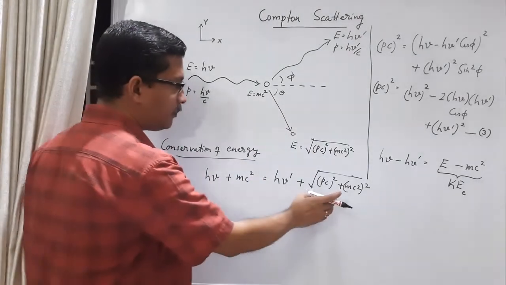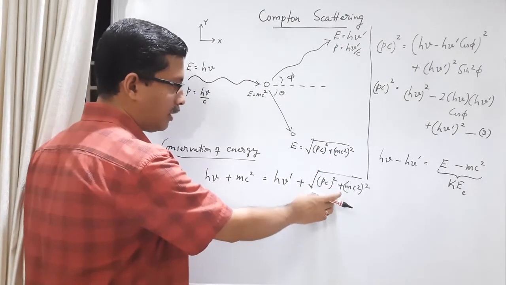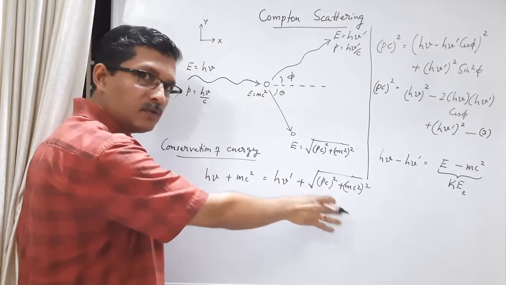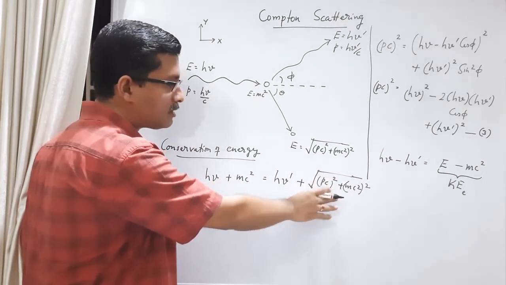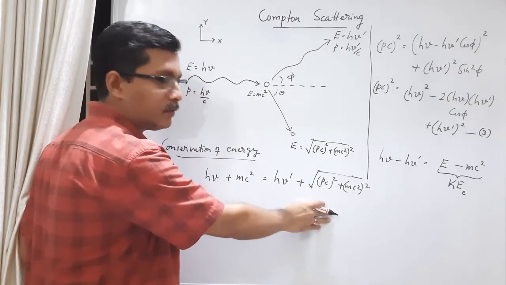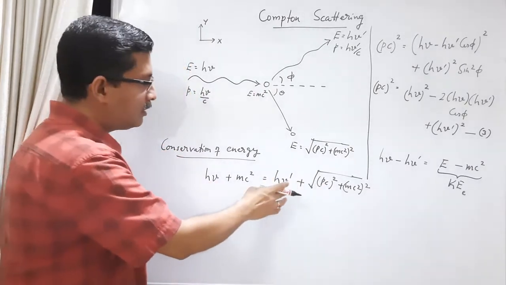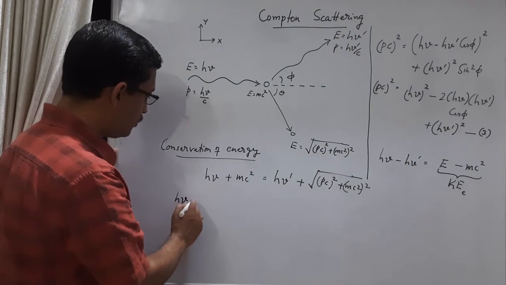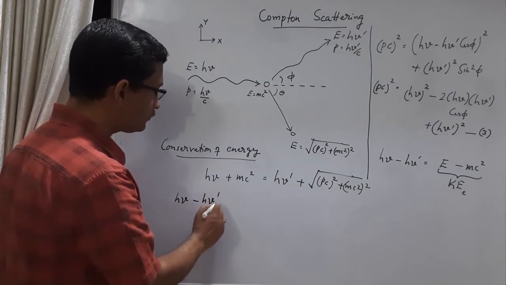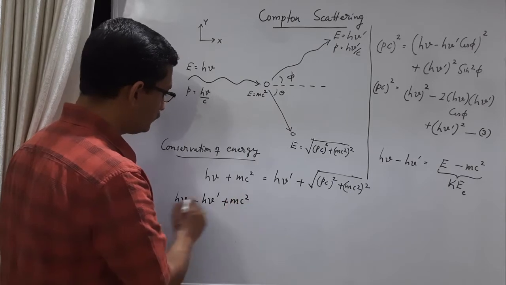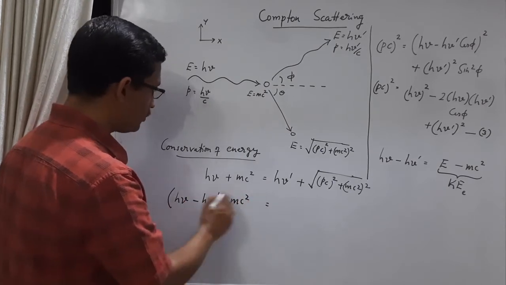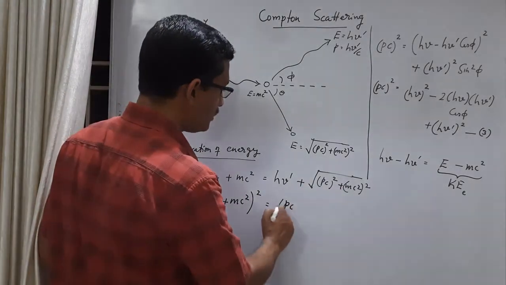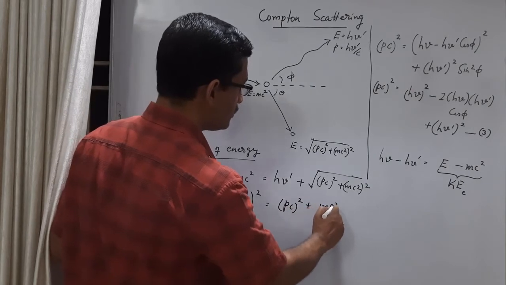So in order to obtain an expression for pc square, pc square is now in the square root of this term, so we have to square this. In order to square this, we have to isolate this square root. Okay, we have to make it alone. So in order to isolate this, we can bring it to the left side. So we have h nu minus h nu prime plus mc square. Okay, and then square both sides. Then there is only square root on the right side. When you square it, we have pc whole square plus mc square the whole square.